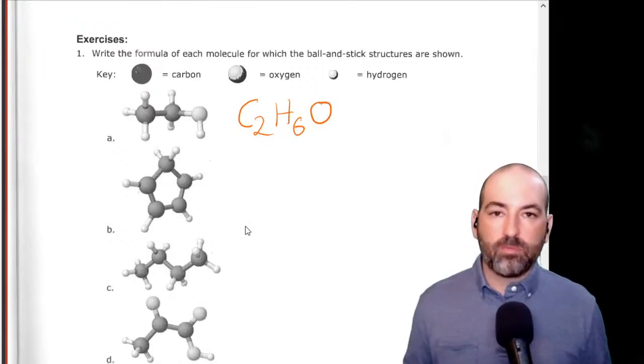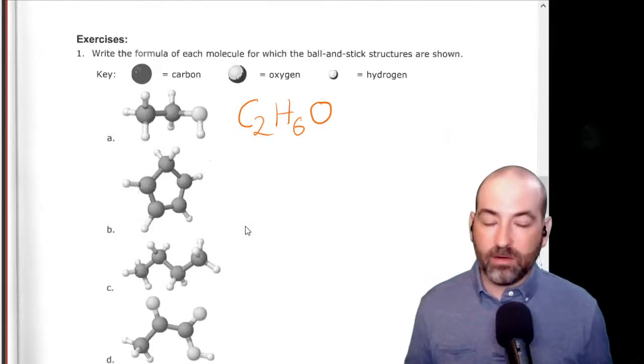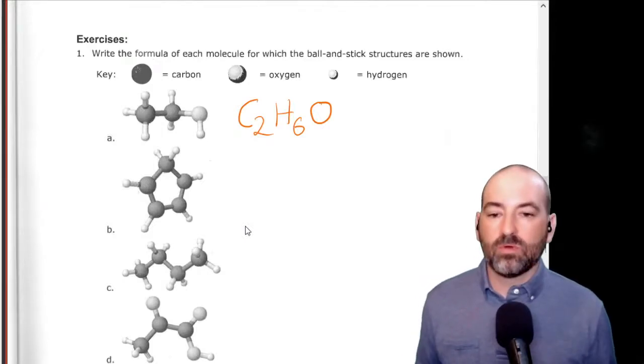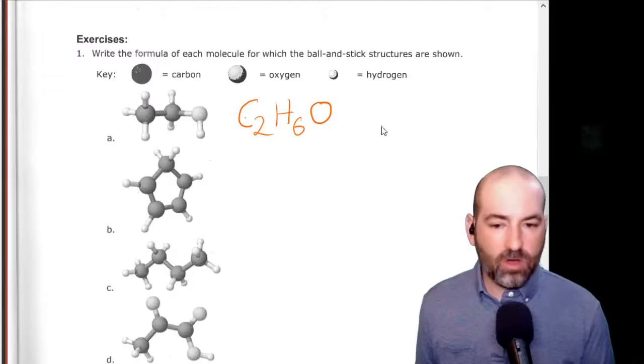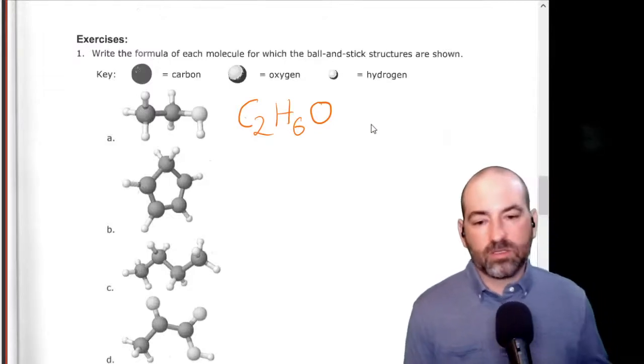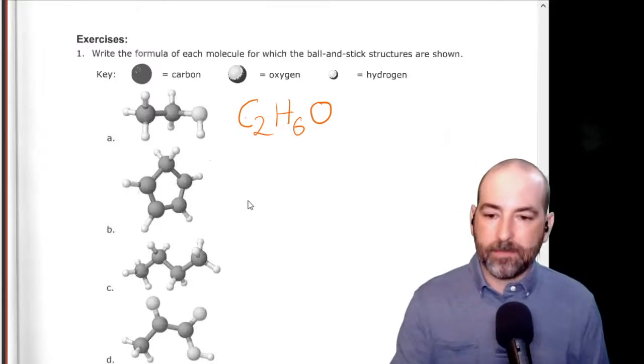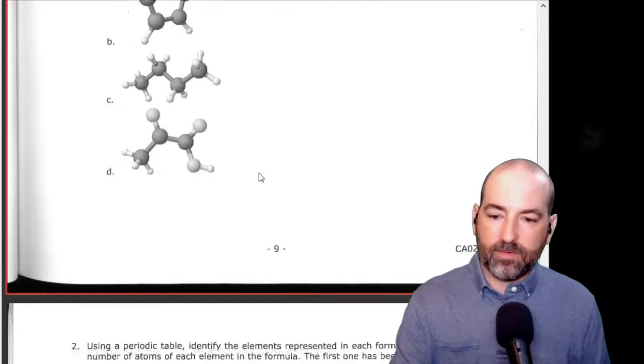Now the order that you put those letters in, C, H, and O, doesn't technically matter. Generally, a rule of thumb is it goes C, H, O, but you don't have to do it that way. If you did it C2OH6, or if you did OH6C2, that's technically all fine. All right, so you can probably figure those out.